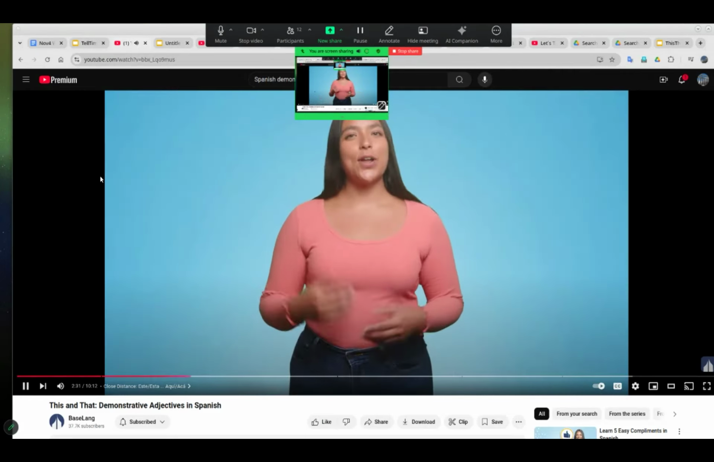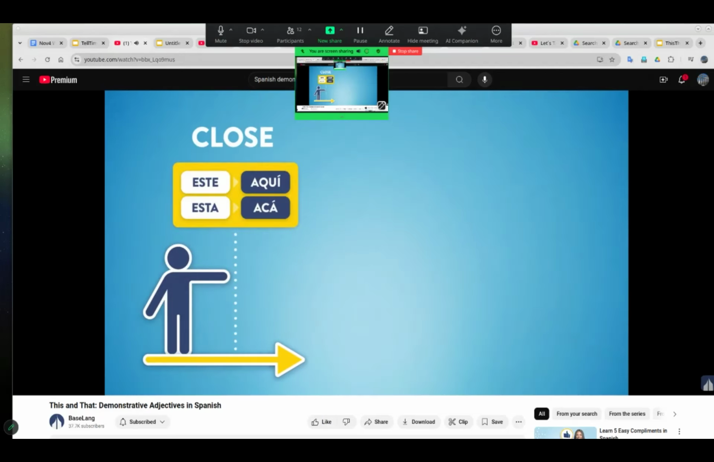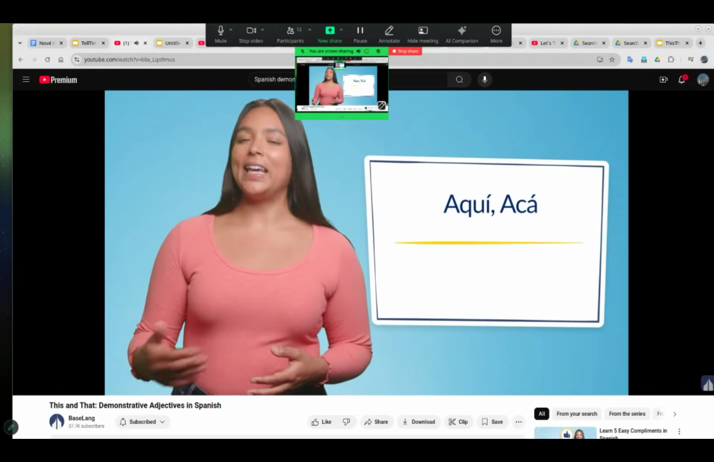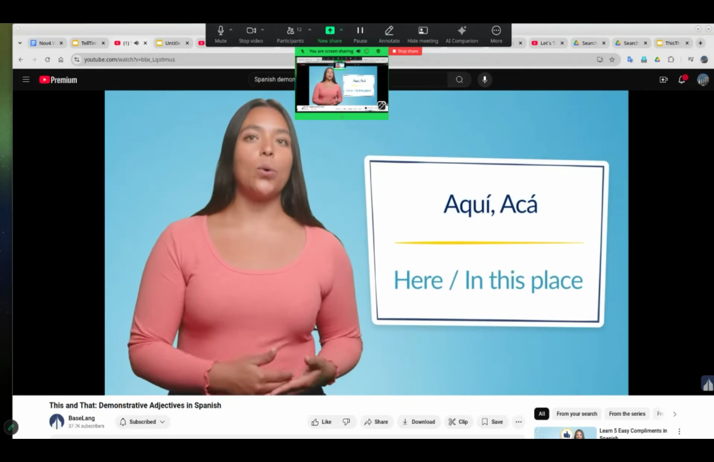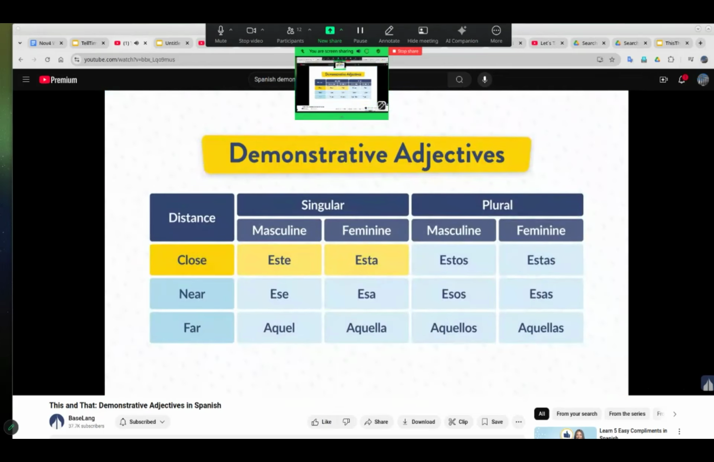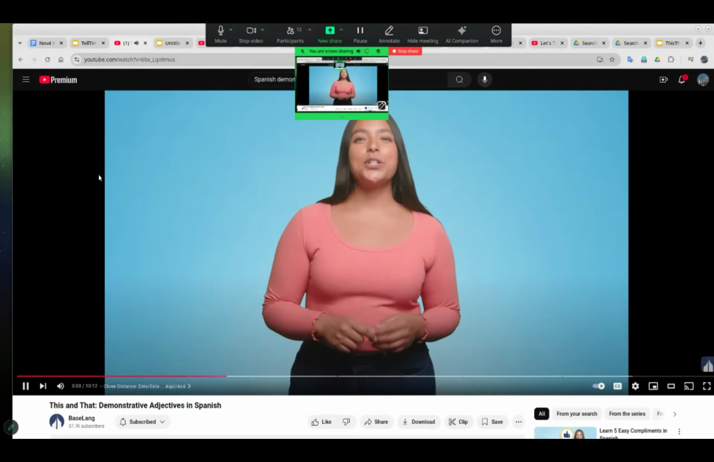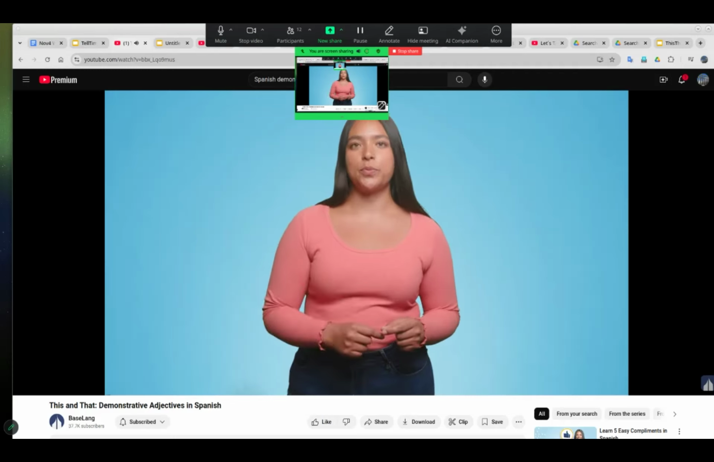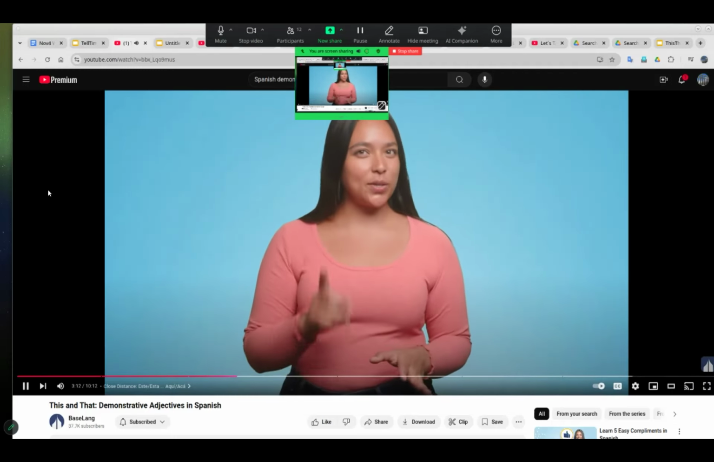Okay, for now, let's start off with close distance. Este and esta are the demonstrative adjectives that indicate a close distance. They're like saying the word this in English. You can think of aquí and acá as meaning here or in this place in English. To describe something in the masculine form, still denoting this close distance, you would use the word este. In the feminine form, you would simply say esta. Keep in mind that both the masculine and feminine forms here are singular. Those words point out the closest proximity between the speaker and the object out of the three groups we'll be learning in this lesson.